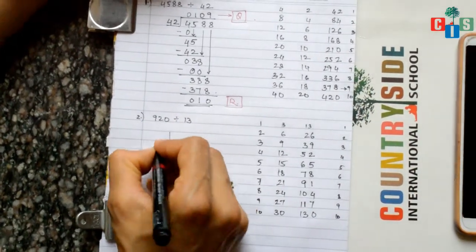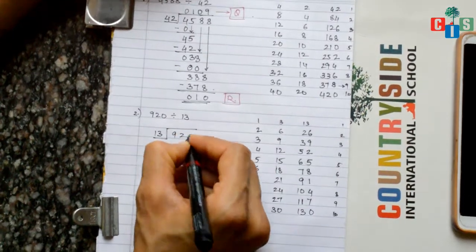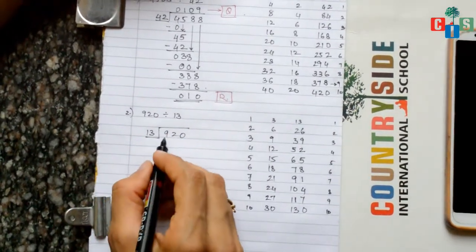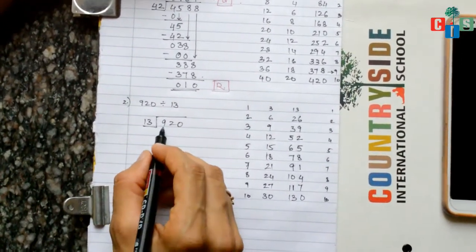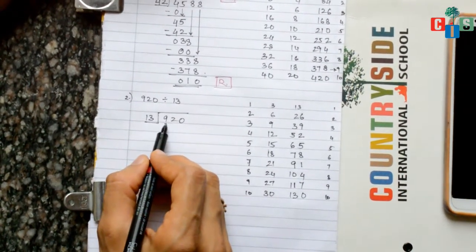Now we will start the division. 13 will be outside, 920 will be inside. Now the first digit I will take is 9. How many times does 13 go into 9?